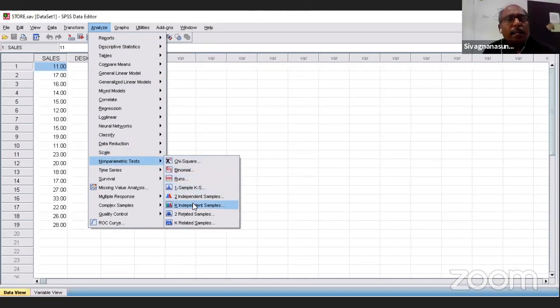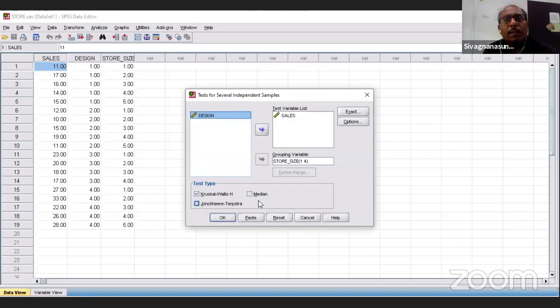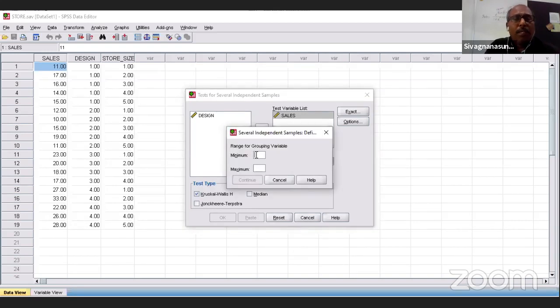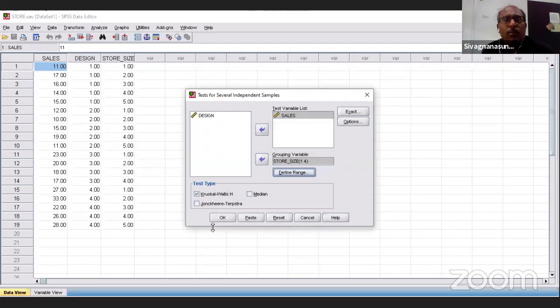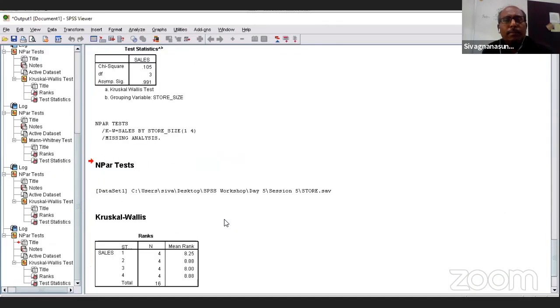I am selecting K independent samples. My test variable is sales. My grouping variable is store size. To define the range, minimum is 1, maximum is 4, because that is what we have in the design. 1 is the minimum, 4 is the maximum. Continue. Okay.